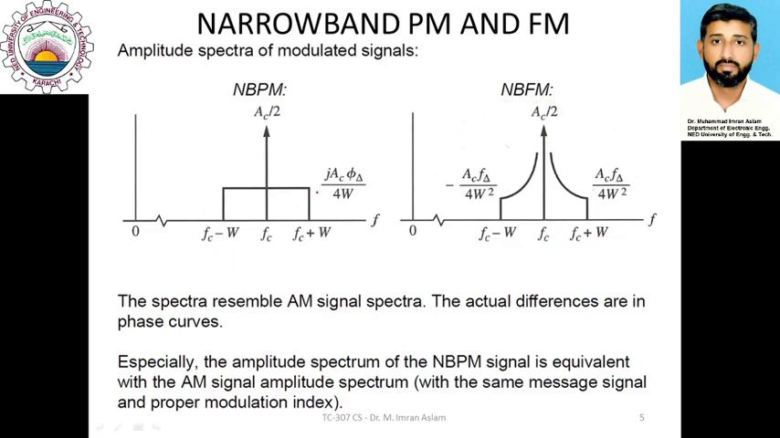You can easily see that the narrowband PM and narrowband FM have a spectrum which resembles the AM spectrum. However, you should notice that this resemblance is in the amplitude spectrum only. The phase spectrums, which are not plotted here, are different as compared to the amplitude spectrum. So the bandwidth occupancy for narrowband PM and narrowband FM is almost the same as that of the AM signal.